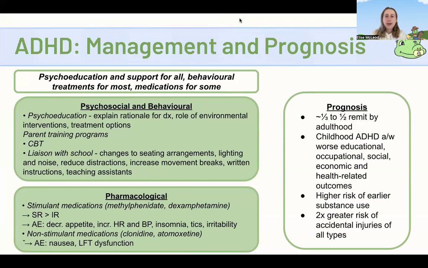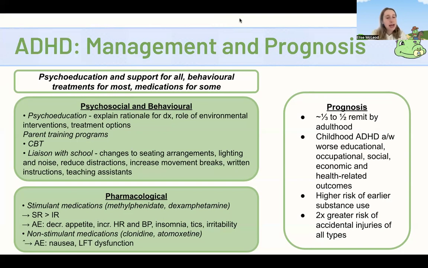In terms of a management and prognostic perspective, as always with psych and developmental conditions, psychoeducation and support are important for all children, behavioral treatments for most, and medications for some. So, psychoeducation to explain the diagnosis and treatment options is really important. Parent training programs can also be very useful, particularly if the parent needs some assistance with parenting skills.